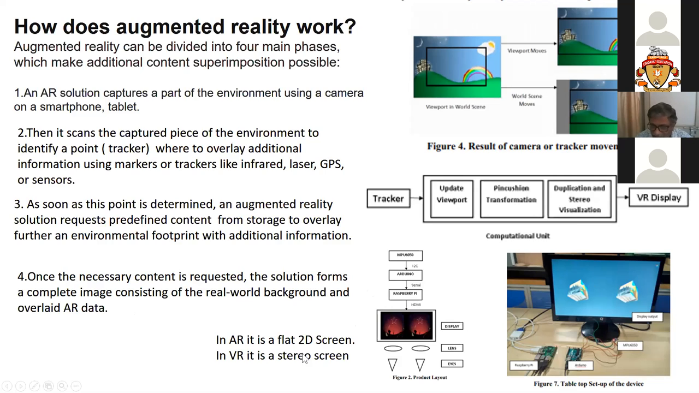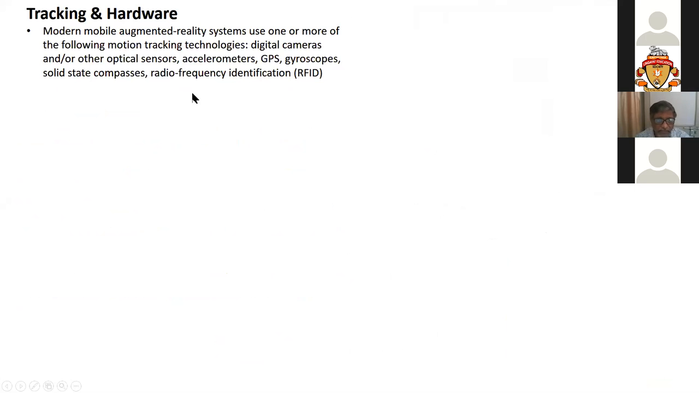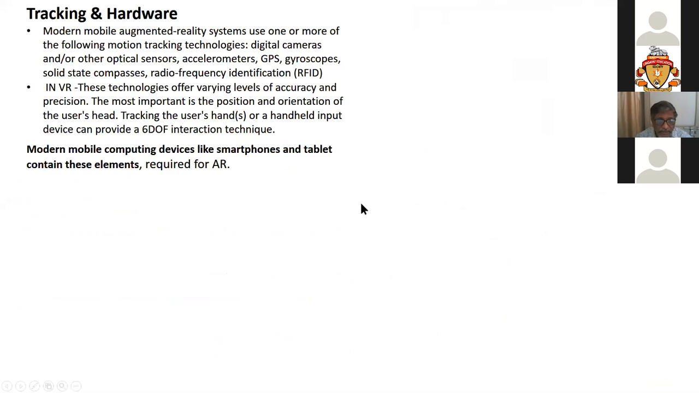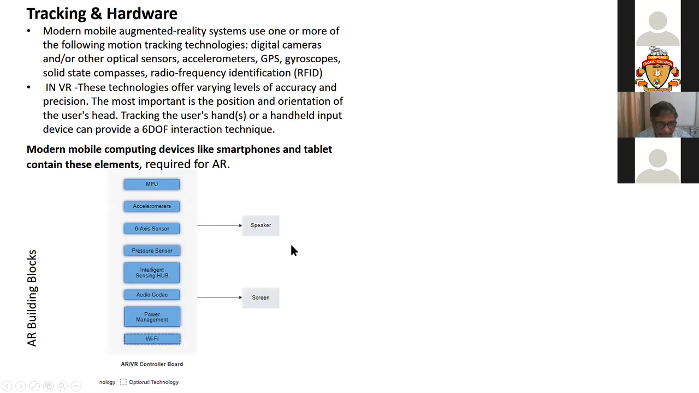And in AR, it is a flat screen, whereas in VR, further processes make it into a stereo, and you see the projection onto two different parts, two different eyes, left and right. One of the technologies is motion tracking technology, because it has to continuously map the frames and its position with respect to the device as well as the content, because a live camera is feeding it. So there's something called the 6 degrees of freedom technique, and tracking and hardware is the real heart of the technology inside any of these devices.